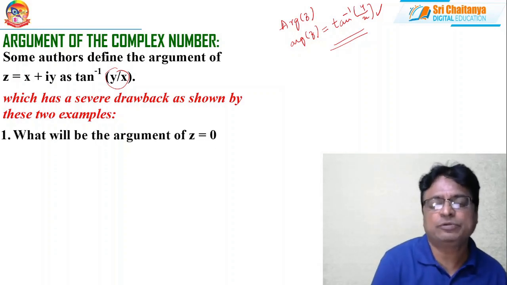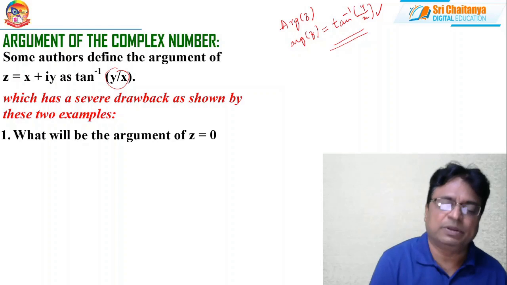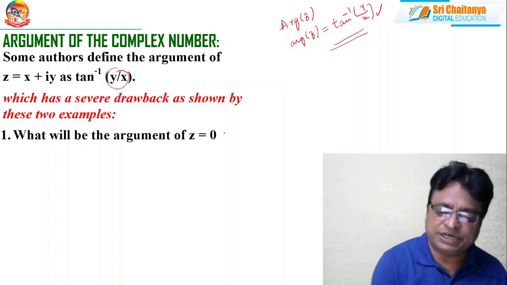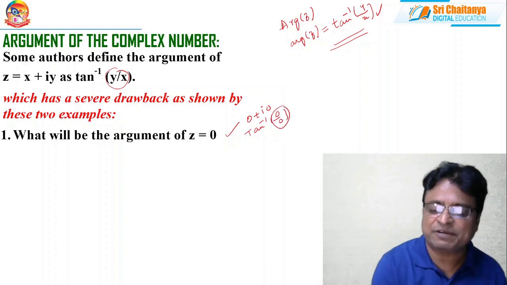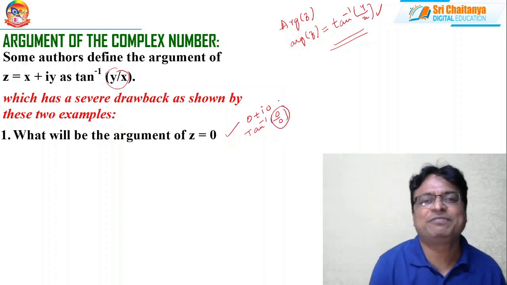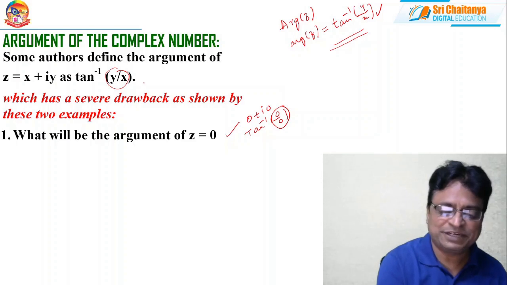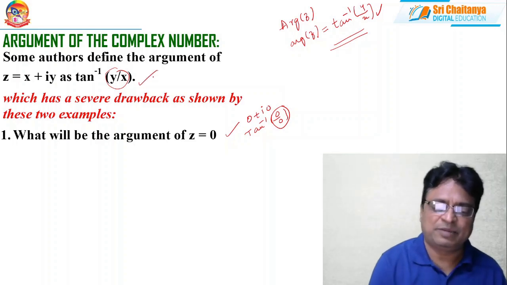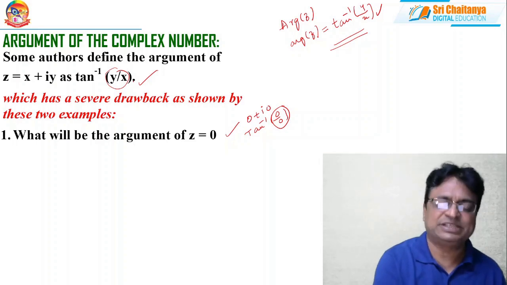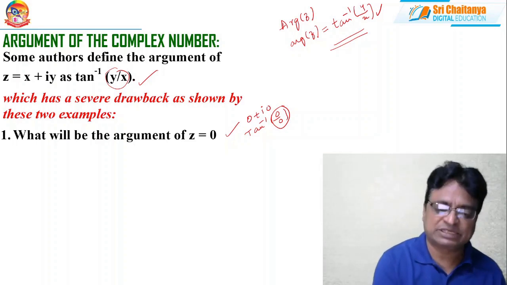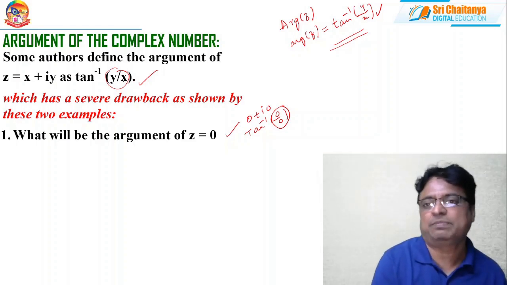Now coming to this example, what will be the argument of z equal to 0? z equal to 0 means 0 plus i0. So tan inverse of 0 by 0 is an indeterminate form, so the argument is not defined. But as per the definition, they define the argument of a complex number as tan inverse y by x, that is tan inverse of imaginary part by real part, which is not defined.